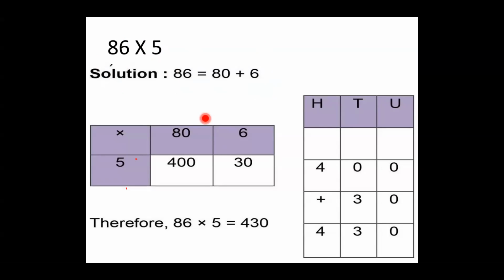So, 80 in the first column and 6 in the second column, multiplied by 5. So, we are going to write 5 in the below column. Now, look at the numbers. Which number are we going to multiply? We are going to multiply 5 with 80. So, let's see 5 multiplied by 0 first. 5 zeros are 0 and 5 eights are 40. That means 5 multiplied by 80, the answer will be 400.